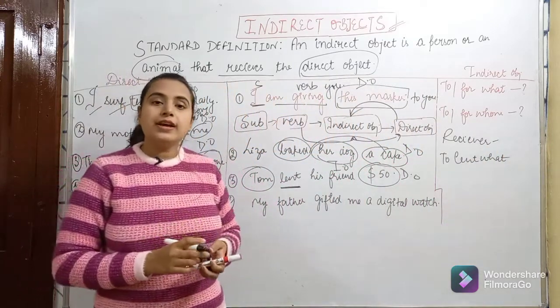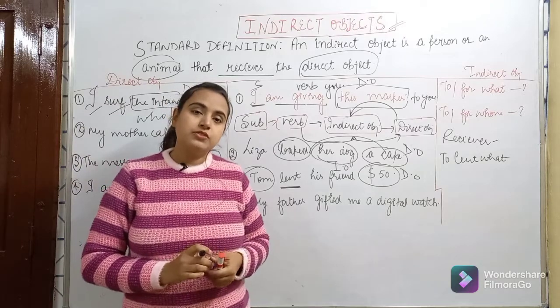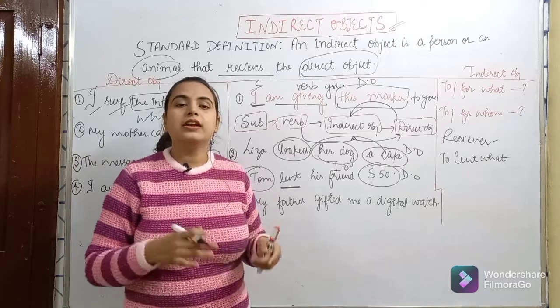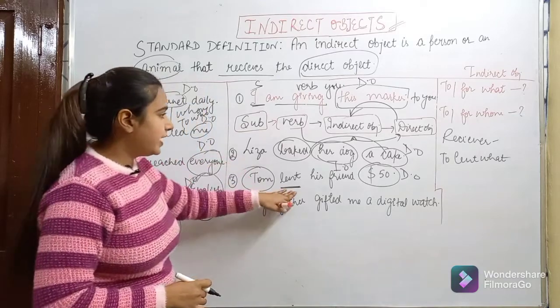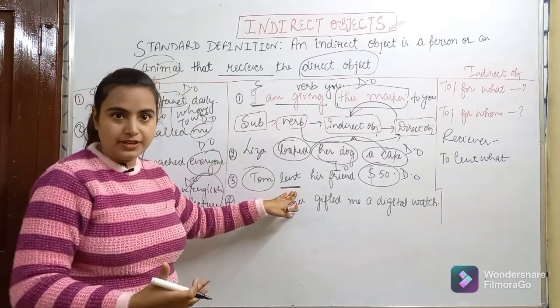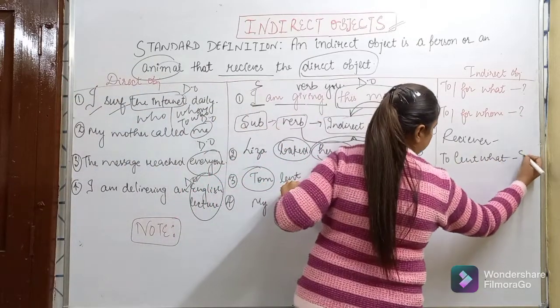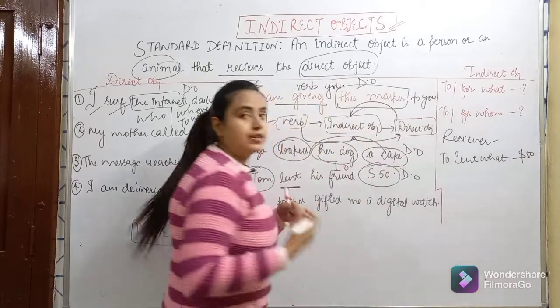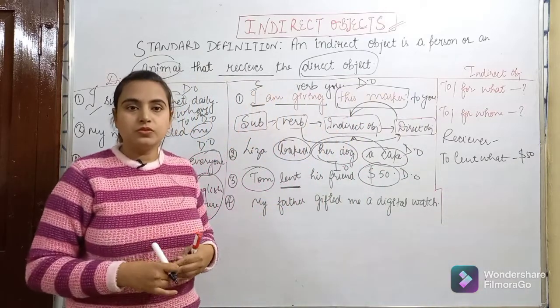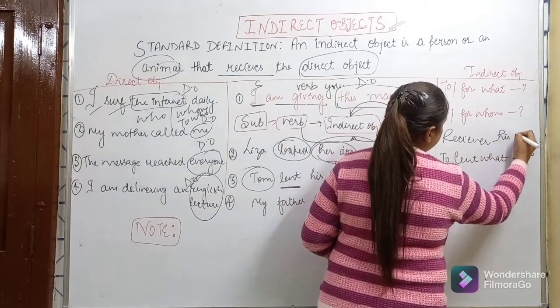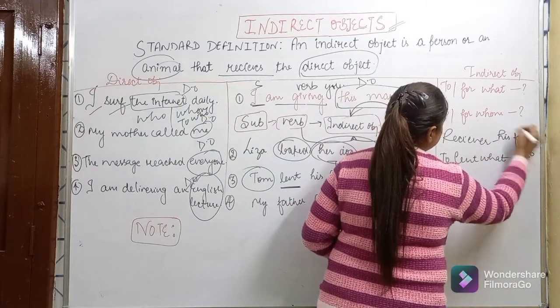So, in order to identify the indirect objects in your sentences, you first have to identify the direct objects. Tom lent what? Tom lent $50. Who got it? Who was the receiver? Who was the beneficiary? His friend. It is your indirect object.